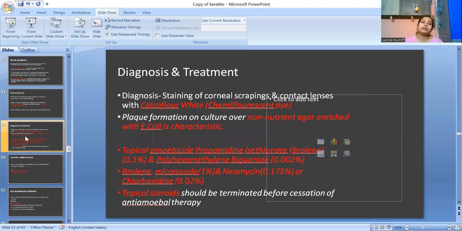Now the diagnosis and treatment. Diagnosis can be done by staining of corneal scrapings and contact lenses with calcofluor white, a fluorescent dye. Plaque formation on culture over non-nutrient agar enriched with E. coli is characteristic. Topical amoebicides: propamidine isethionate 0.1% and polyhexamethylene biguanide 0.02%, miconazole 1%, neomycin 1.75%, or chlorhexidine 0.02% can be given as treatment. Topical steroid should be terminated before cessation of anti-amoebal therapy.